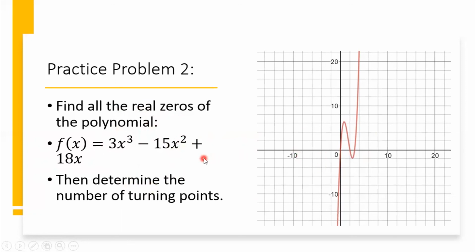Okay, so that's it. That's another way of sketching a polynomial function using the leading coefficient test and also finding the zeros of the polynomial.